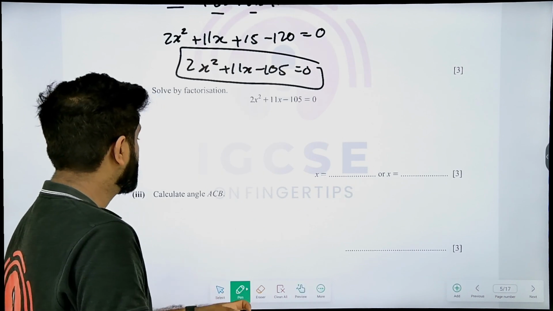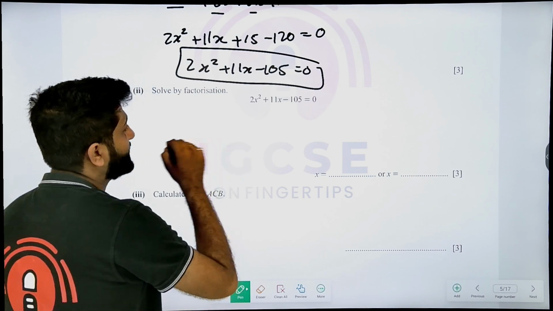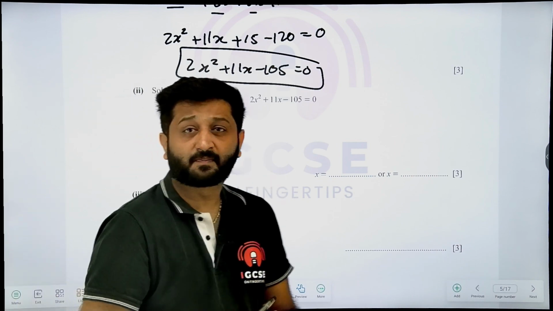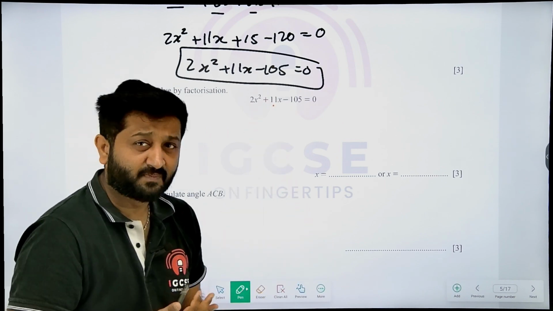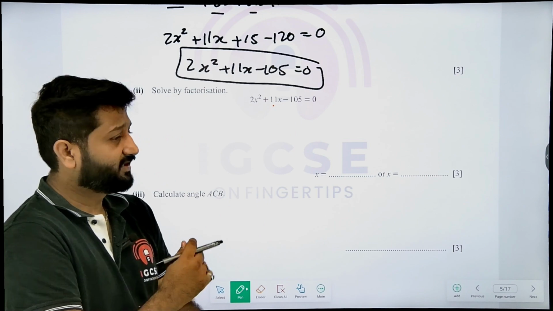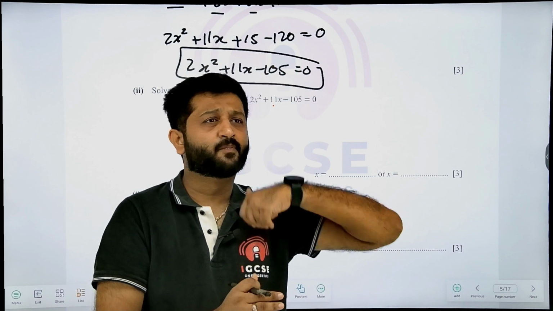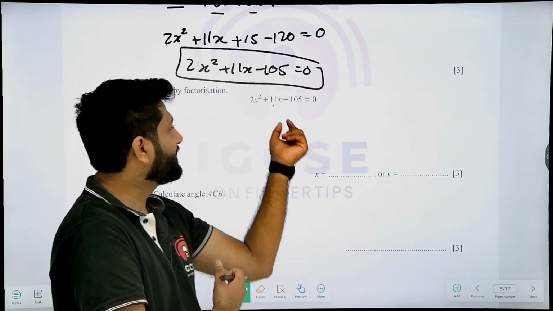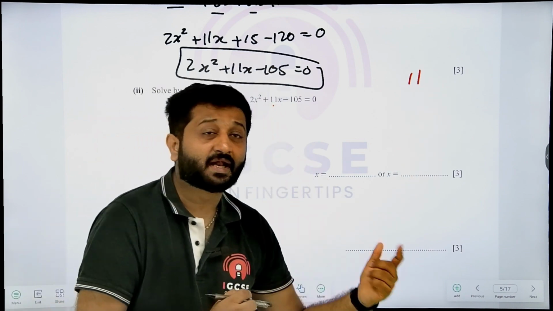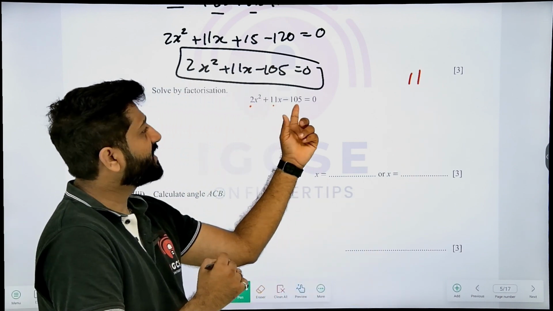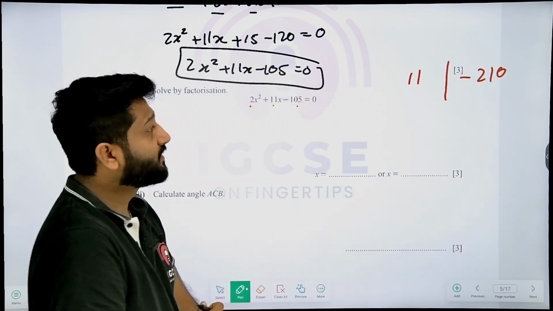The next part, solve by factorization. Let me try to solve by factorization. Factorization means I'll have to split the middle term. What is the middle term, guys? The middle term is 11. I'll have to split 11 in such a way that in two numbers, maybe 7, 4, 8, 3, somewhat like that, or maybe 12 minus 1. On addition I should get 11, but on multiplication, I should get the product of first and last term, which is negative 210.